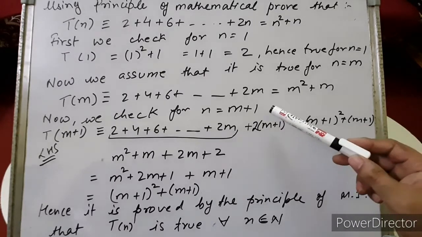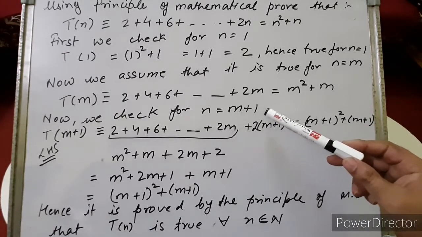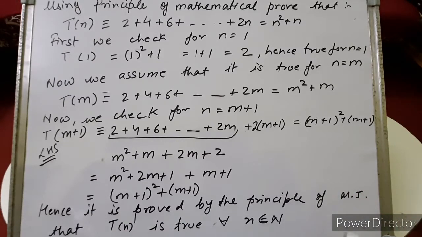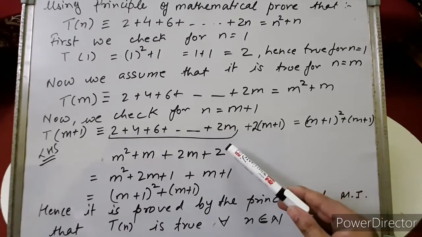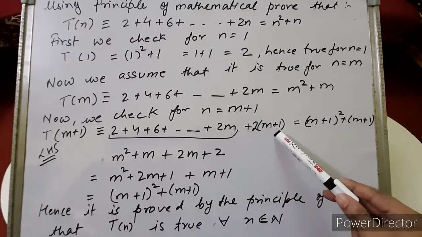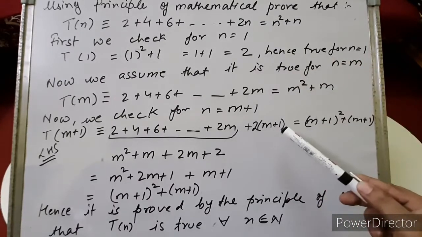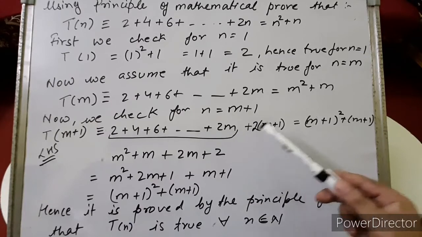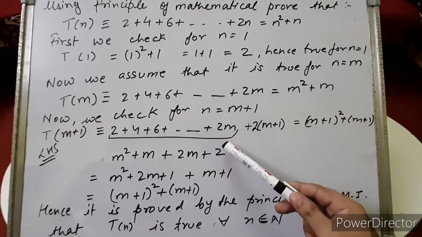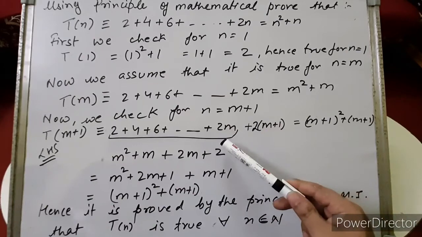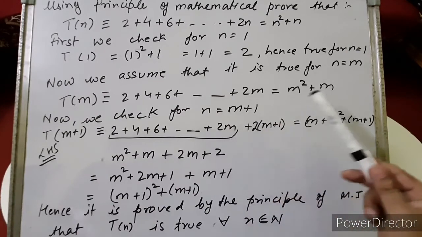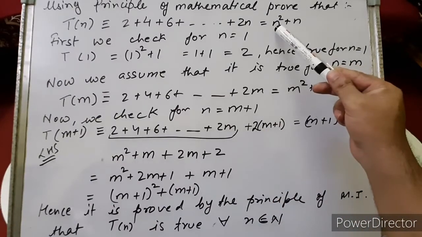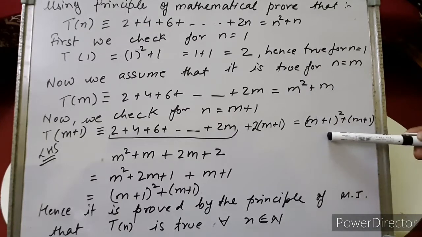Okay. So when we put n equals m plus 1, T m plus 1 is equivalent to 2 plus 4 plus 6 up to 2 bracket m plus 1. In place of n, I have substituted m plus 1. Right. So before this term will be the mth term, and this is the m plus 1 term. So the mth term will be 2m. And on the right side, if we substitute n equals m plus 1, we will get m plus 1 to the whole power 2 plus m plus 1.